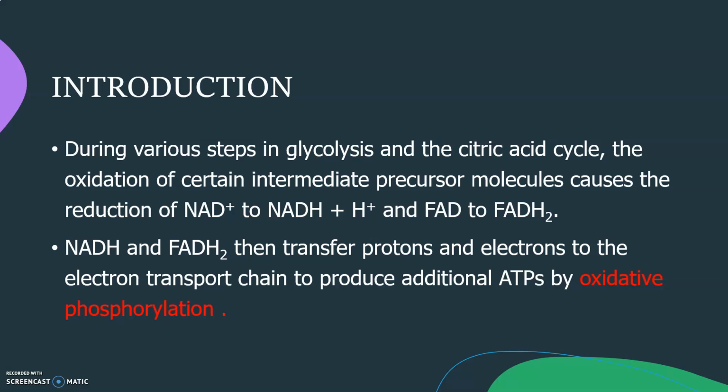So both NADH and FADH2 transfer protons and electrons to what? The electron transport chain. And this may produce what? Additional ATPs. By transferring these protons, the ATP molecules are produced by oxidative phosphorylation that we have already studied. So here we are going to discuss the principle or hypothesis behind ATP synthesis.